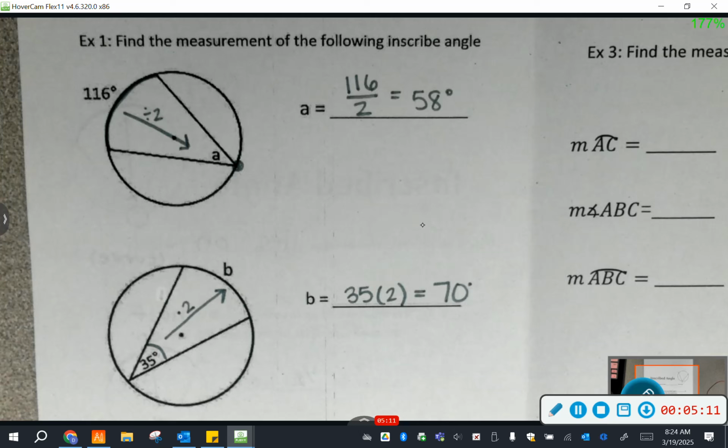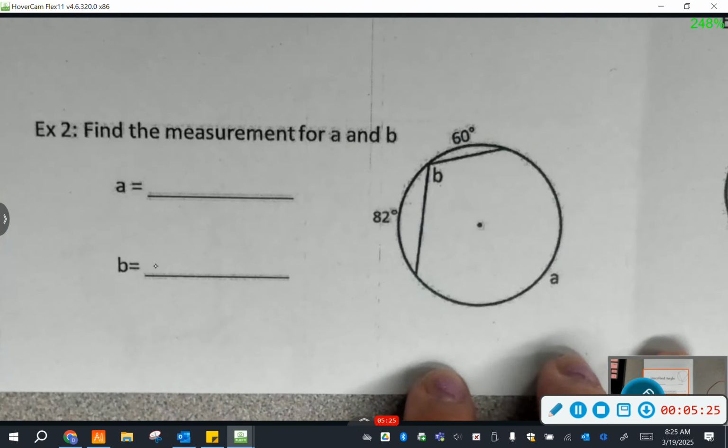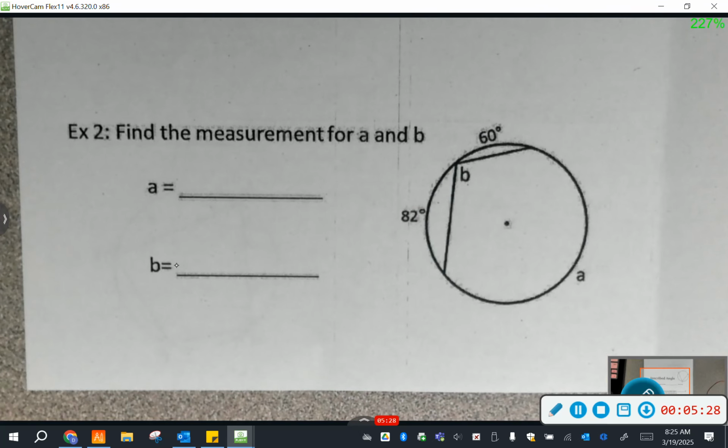Now, will you have a question like that on your test? Yes. But am I also going to make this a little bit more complicated? Am I going to make you search for some things? Yes. Look at number 2. Number 2 is going to make you find A and B. A, everybody put a point here and a point here. A is from here all the way here. How do I find that big arc?